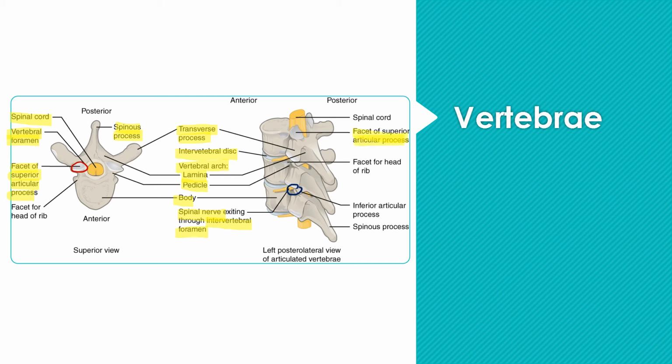We have this superior articular process here, and here we can see an inferior. So they connect like a little puzzle, we can see right there. Now these articulating surfaces of the articular processes are referred to as facets, and they are covered with hyaline cartilage.